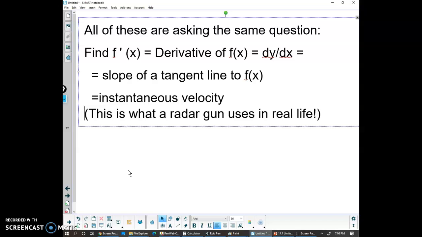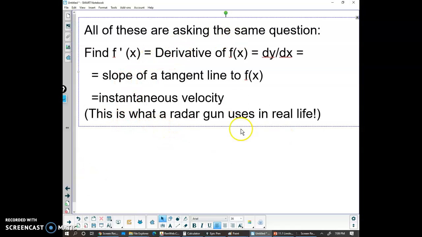I just wanted to remind you that derivatives, also f prime of x, also dy/dx, have other names, such as the slope of a tangent line to f of x, like we just did in the last problem. Also, in the problem before, we were finding the instantaneous velocity. That's just another name for the derivative, and all these things are the same.